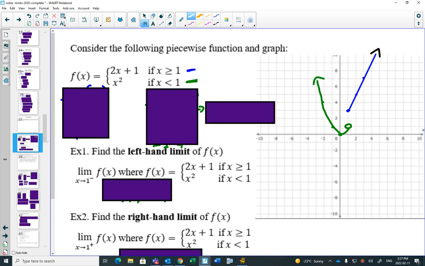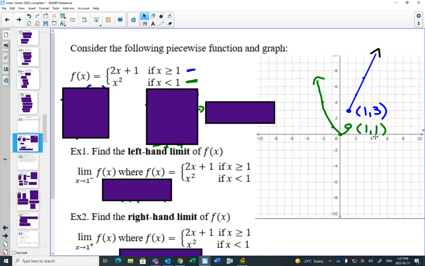And because there was an equal sign with the 2x plus 1, at the point (1, 3), we show that with a solid filled-in dot because it's part of the equation. But on the parabola, at the point (1, 1), we do an open circle because the value of 1 is not included in the equation. So we just graphed something with two different pieces.